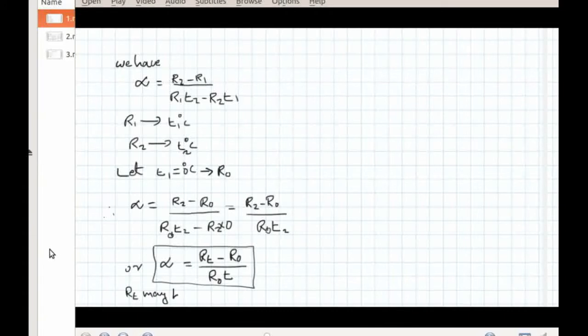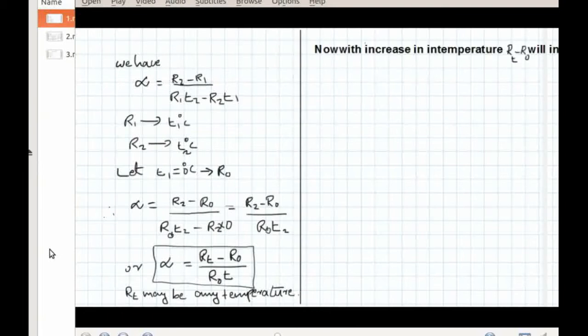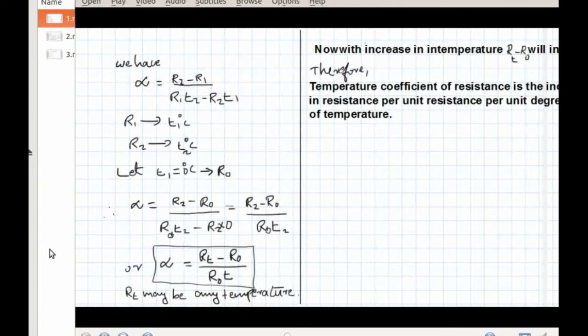Now in this equation, alpha is equal to RT minus R0 divided by R0 into T. RT can be any temperature. So if we know the resistance at 0 degree Celsius and the temperature at any given temperature, and RT is the corresponding resistance, then we can find the value of alpha.